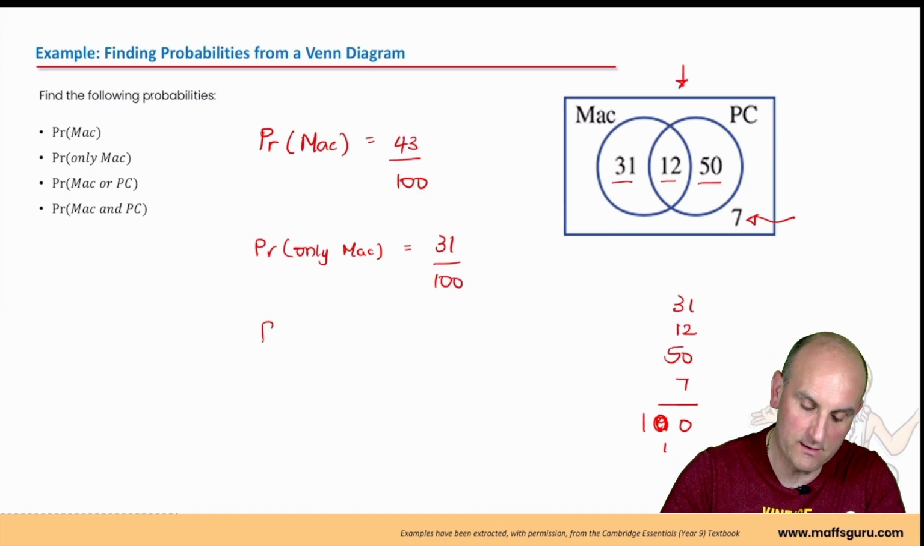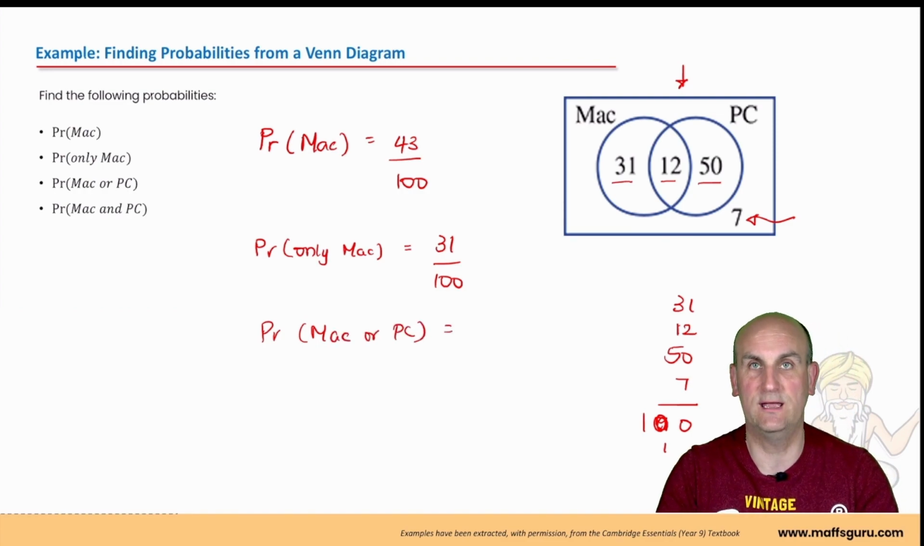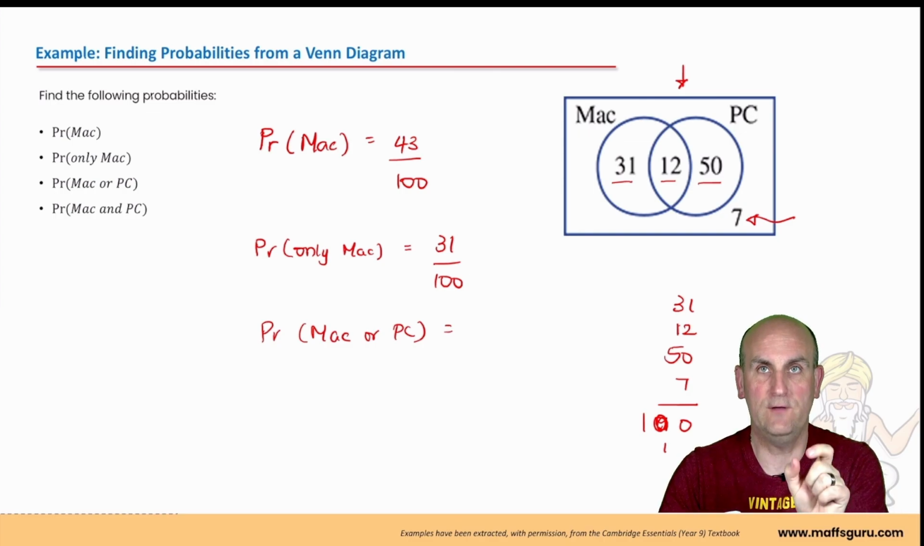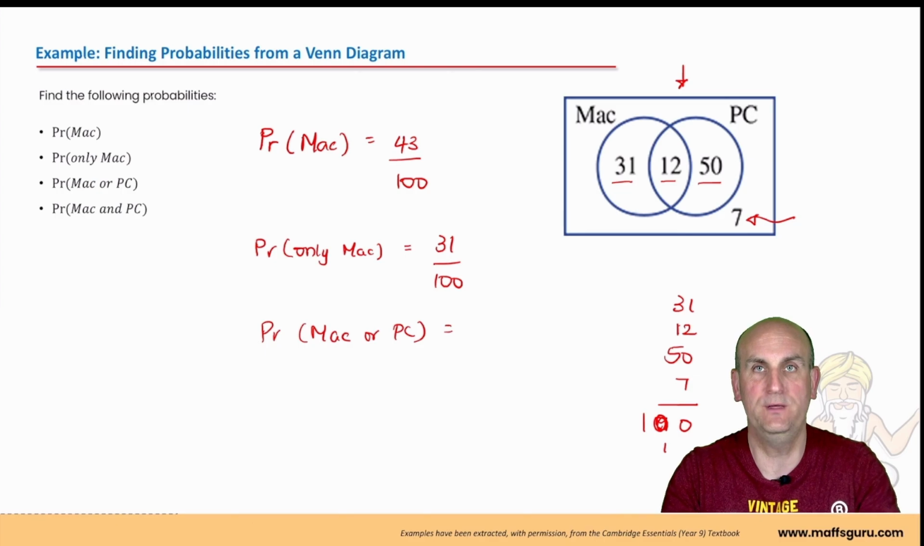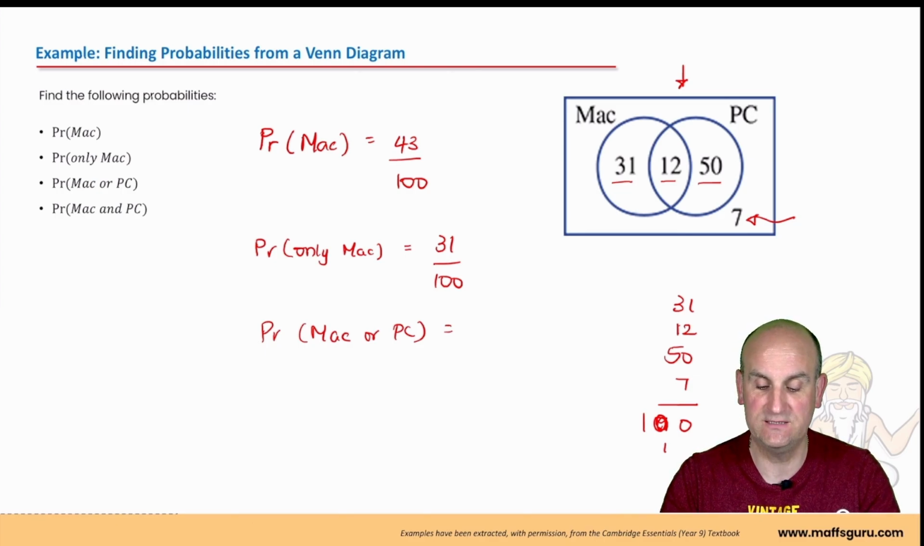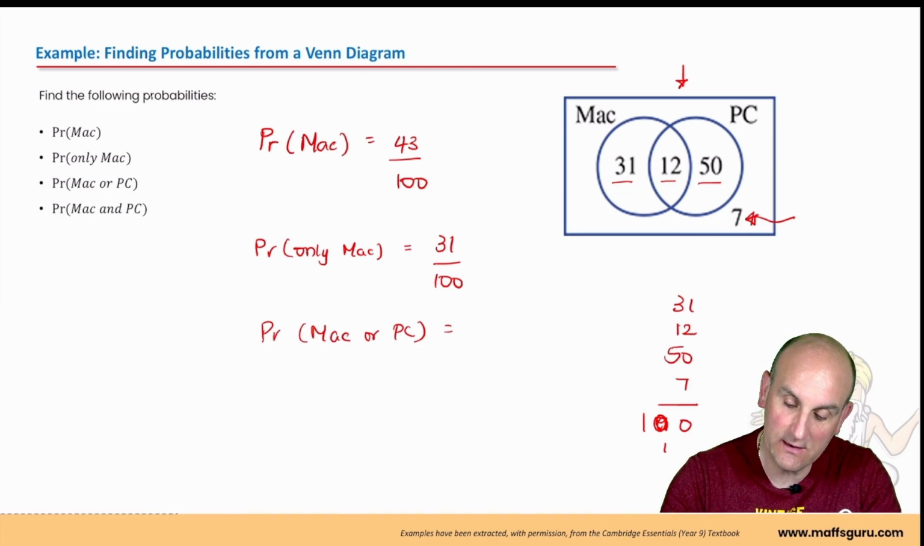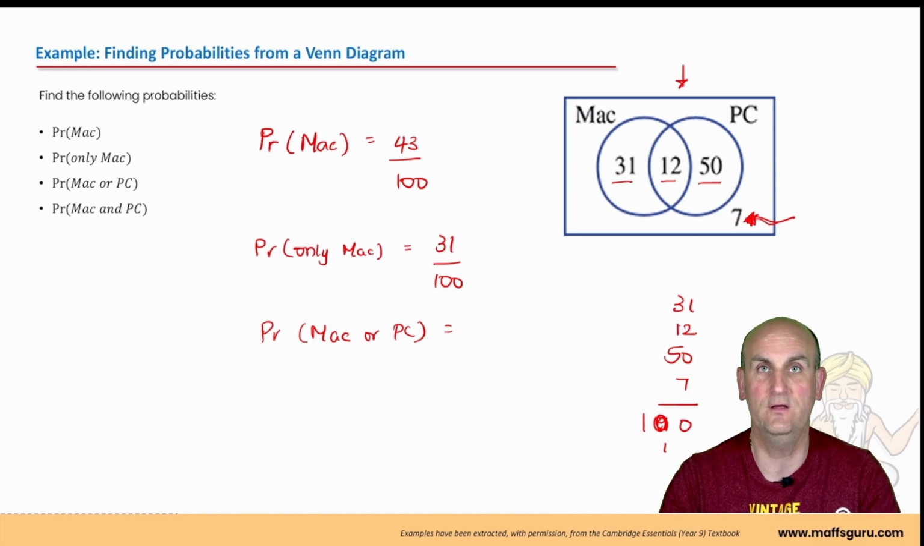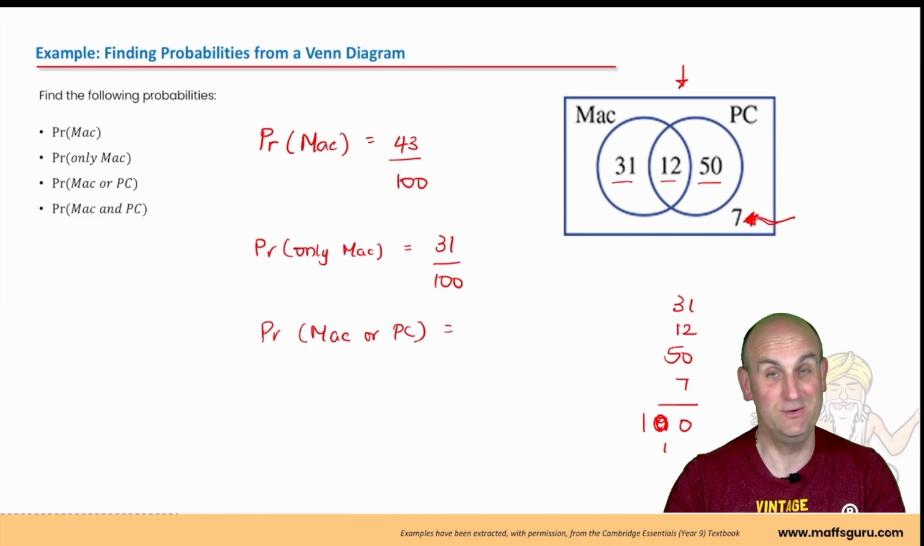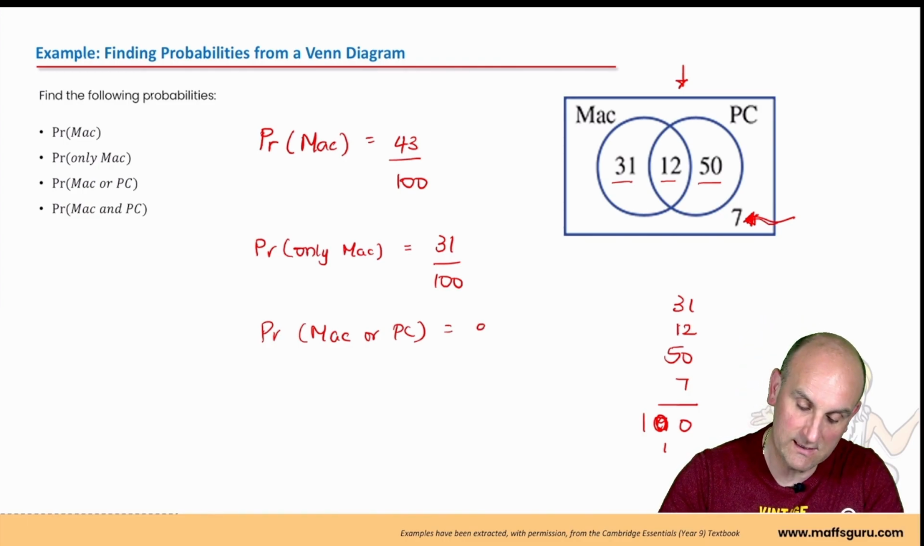What about the probability they own a Mac or a PC? Now, again, a lot of people get tricked there because they think that's the overlap. The overlap is and. This is really saying how many people own a computer. Now, again, there's lots of ways of doing this. I tend to look at this little number down in this corner here and say, well, if there's 7 people who don't own a computer, there must be 93 people who did own a computer. So I'm going to write 93 down here, 93 out of 100.